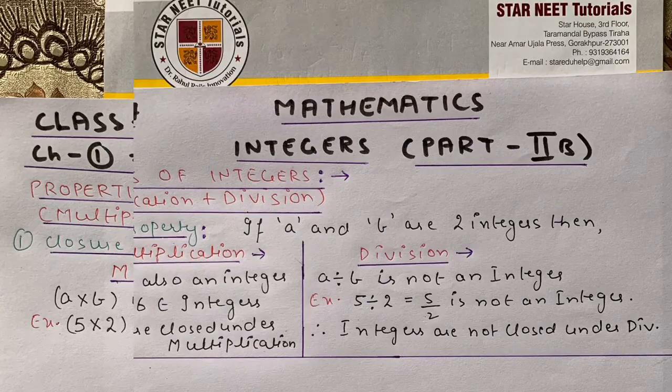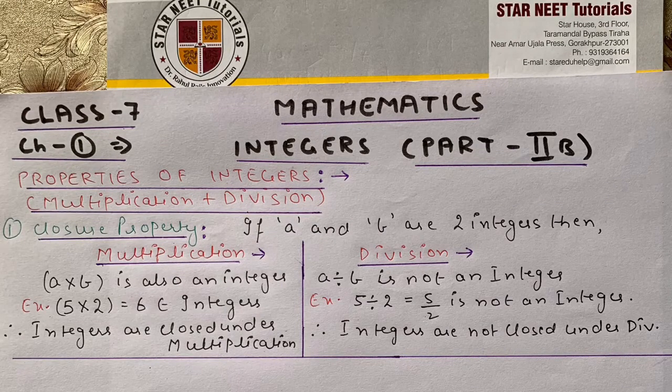Now coming to division, a divided by b is not always an integer. As you can see in the example, 5 divided by 2 is equal to 5 upon 2, which is 2.5. Okay, so 2.5 is not an integer. So integers are not closed under division. That means closure property does not hold true for division.